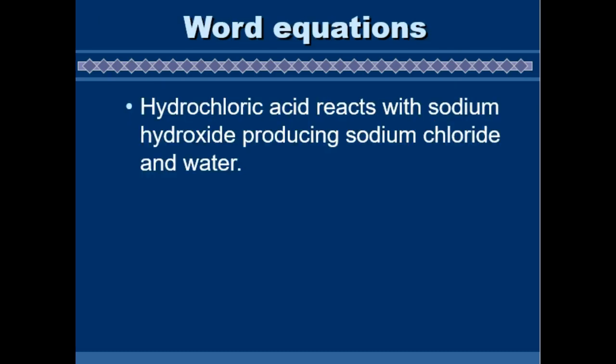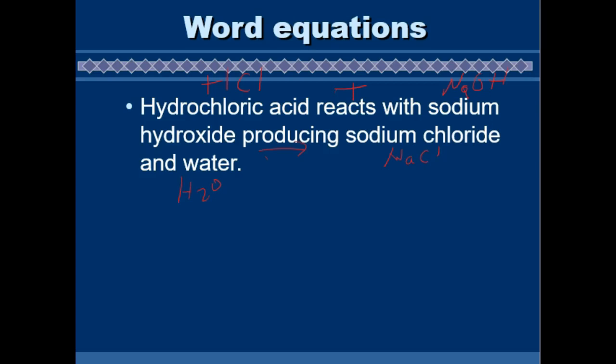Here's a word equation. They'll give you hydrochloric acid. I'll either say it's hydrochloric acid and then put the formula, or I'll give you the formula to begin with, HCl. Reacts with, that's my plus sign, sodium hydroxide, NaOH. They're both plus ones. Then they're going to produce, there's my arrow, sodium chloride, NaCl, and a water, H2O.